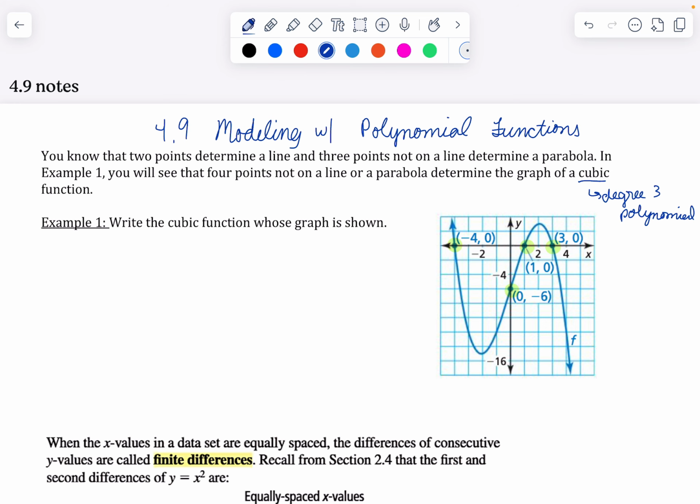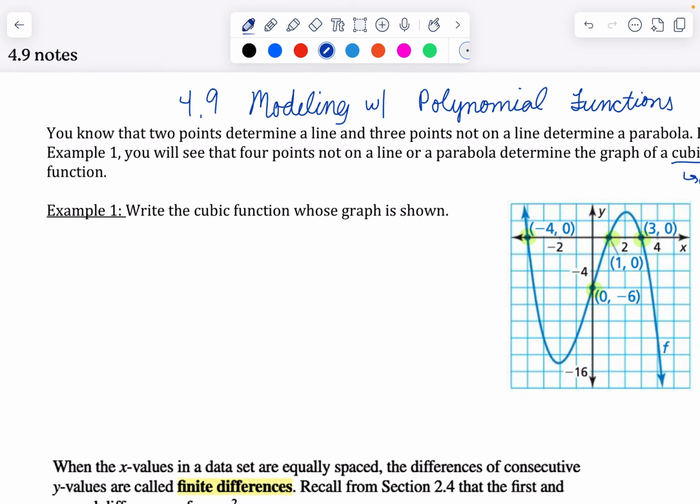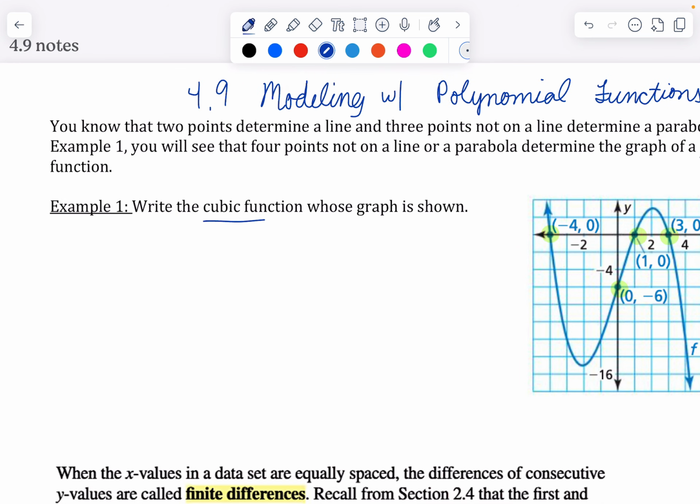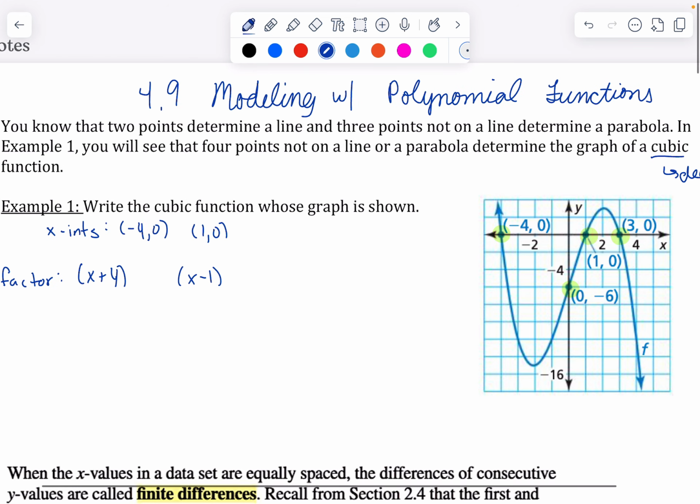So if this was a quadratic, we would put it in intercept form. In this case, the cubic function, we're going to put it into factored form. So what that means is we have x-intercepts of -4, 0, which means we have a factor of x plus 4. Another one would be 1, 0, so that would be a factor of x minus 1. An x-intercept of 3, 0, so a factor of x minus 3.